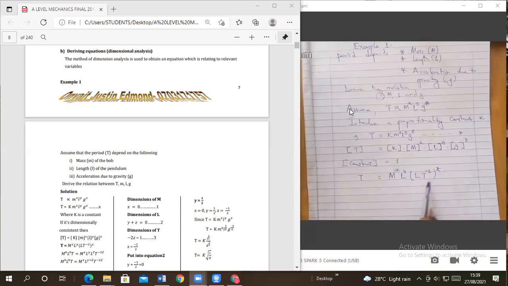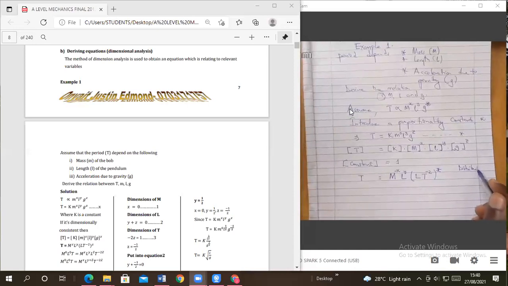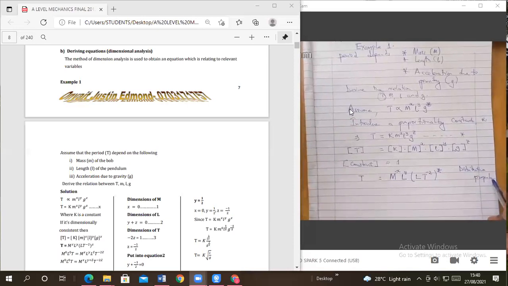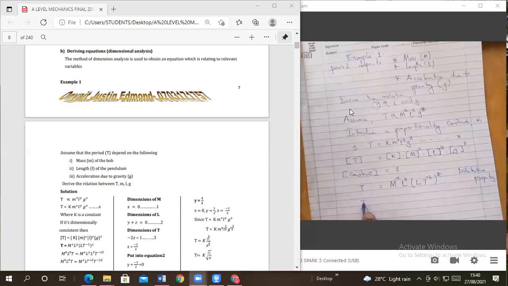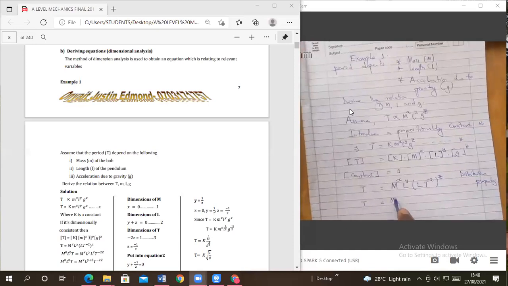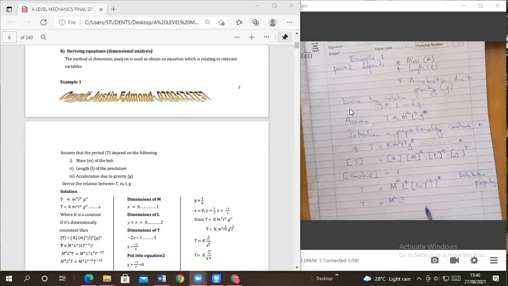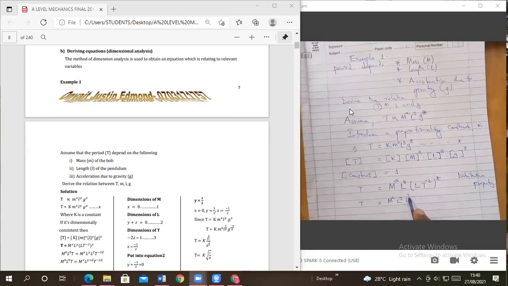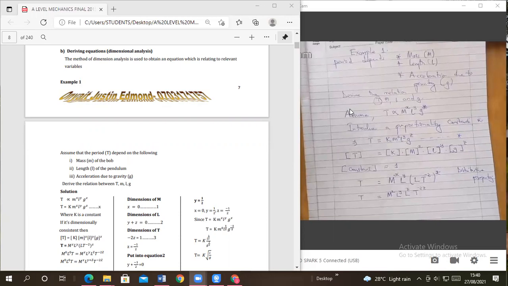Now, if we remember the law of indices, when a number is raised to another power, what do we do to the powers? We multiply. We distribute the powers using what we call the distributive properties. So which means now we shall have T equals capital M to the power X, L to the power Y, then L to the power Z, then T to the power negative 2Z. Not so? Members, are we together on that?